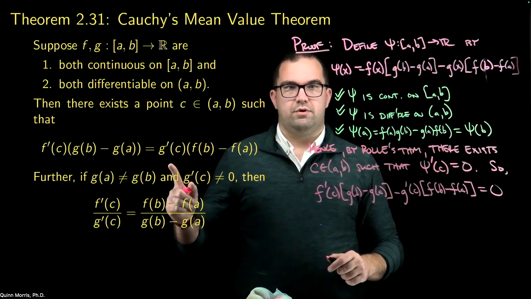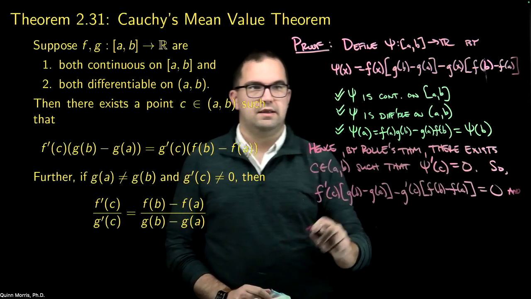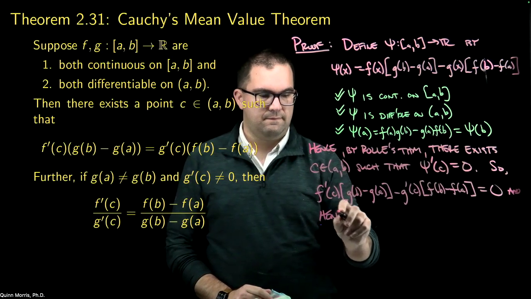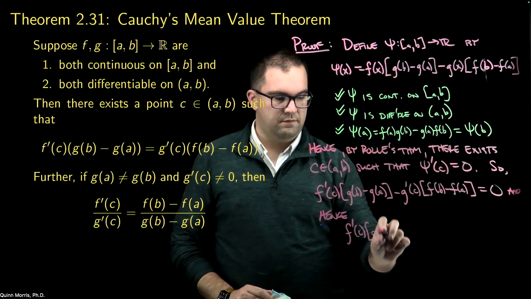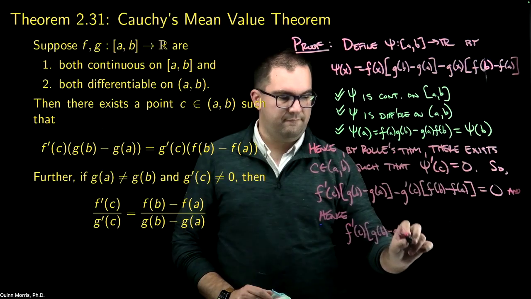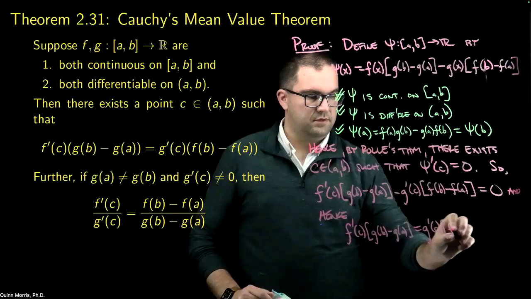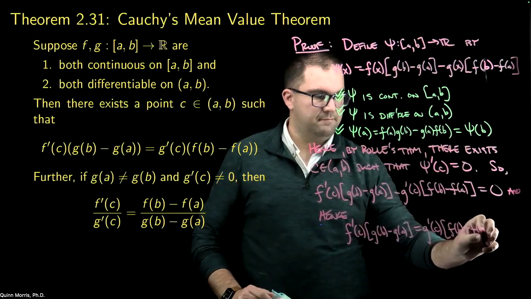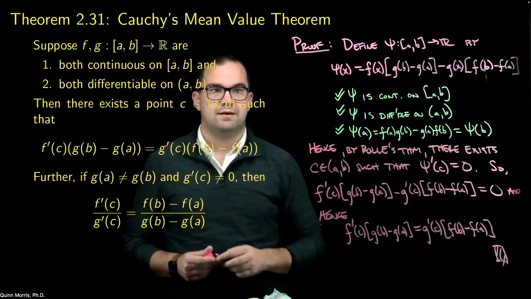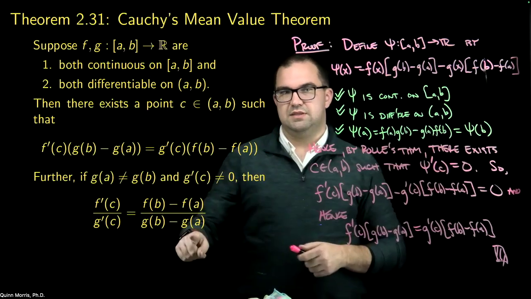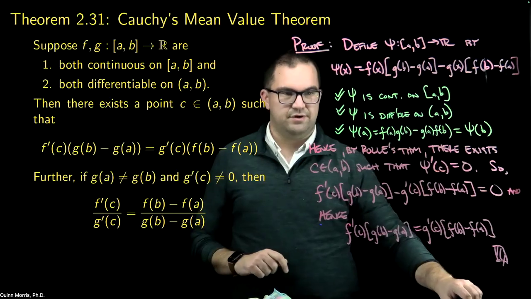And so again, what do I want here? I just want to move this term then to the other side. So, and hence f prime of c times g of b minus g of a is equal to g prime of c times f of b minus f of a. Okay, and that concludes our proof. This is just some algebra to get to an alternate representation under some specific conditions.